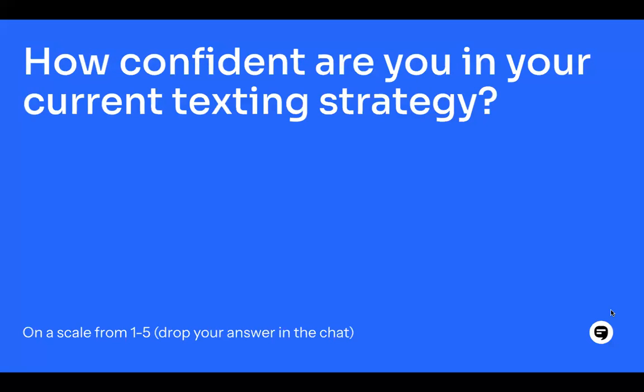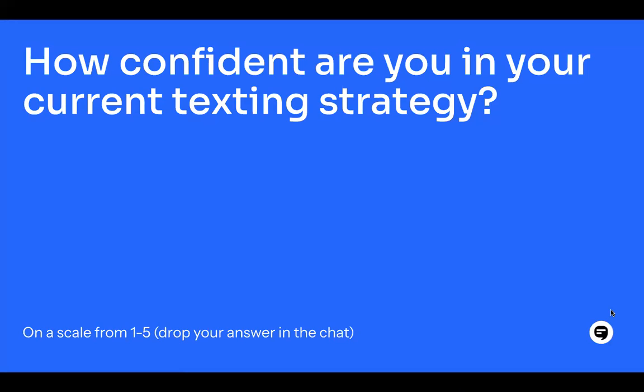Okay, so this is that interactive moment I mentioned. How confident would you guys say you are in your current texting strategy? And you can put a number 1 through 5 in the chat. 1 being, I have absolutely no idea what I'm doing. 2, 3, 4, and 5, I know exactly what I'm doing. I feel great about this. Don't really need any help.